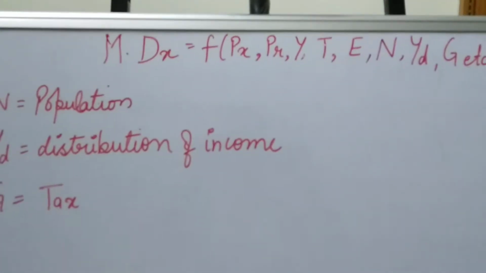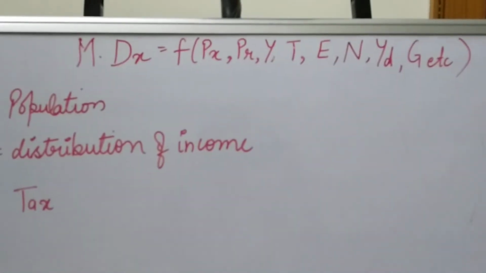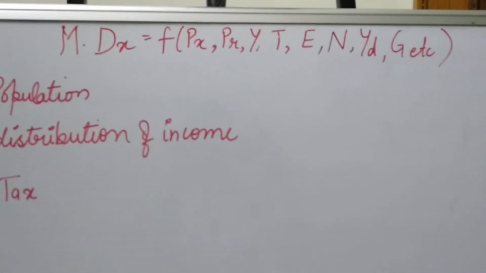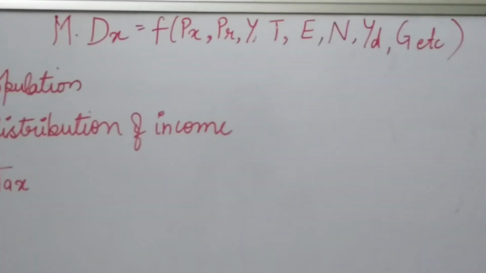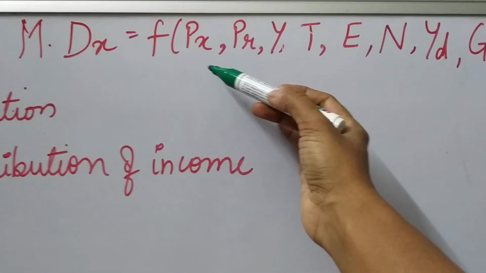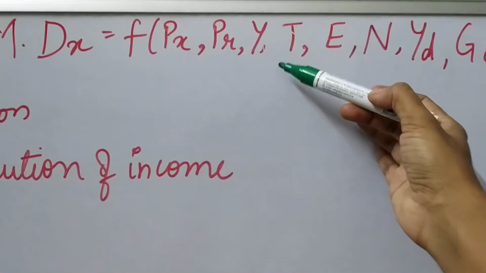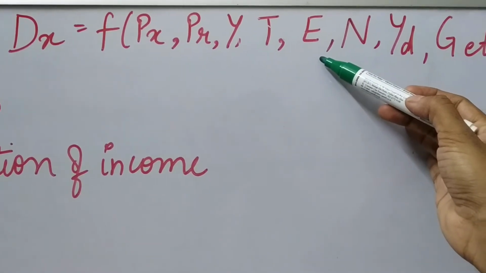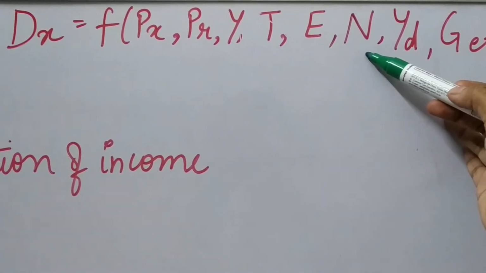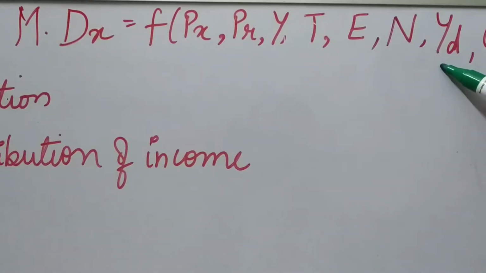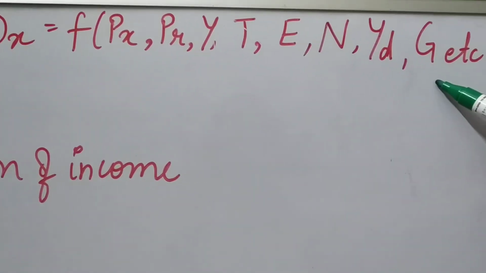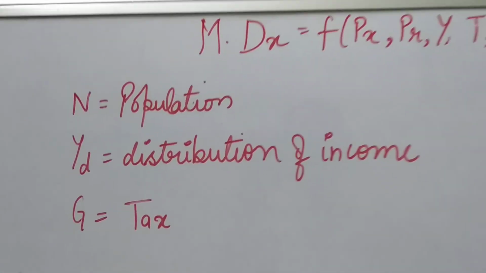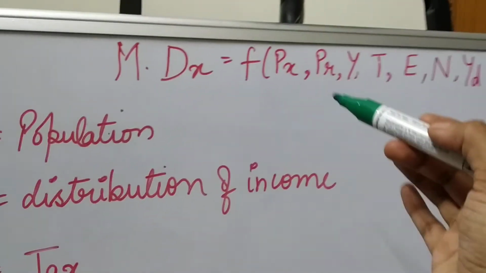Now the next topic. Earlier we have discussed the individual demand function. Now we are going to discuss the market demand function. Market demand also depends upon the price of the X commodity, price of related goods, income of the consumer, taste and preferences. E stands for future expectation, N stands for population, YD stands for distribution of income, and G stands for government policy.